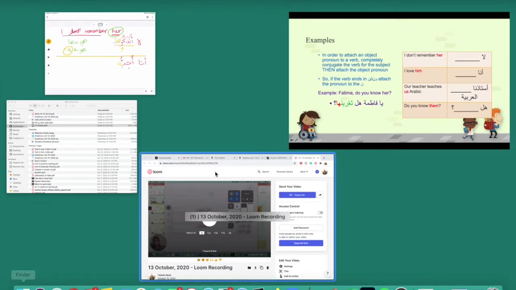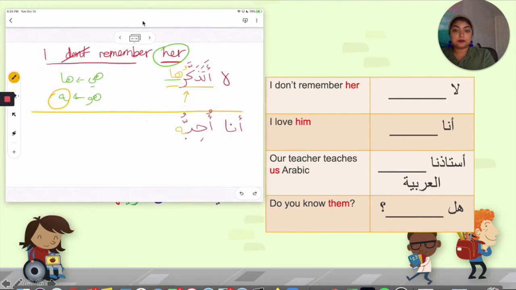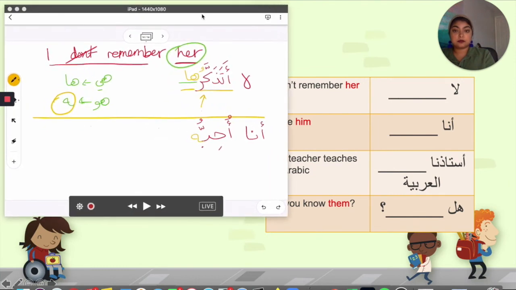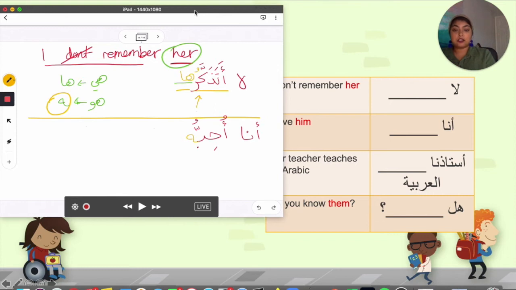Okay, our teacher teaches us Arabic. Our teacher teaches us Arabic. So we have Ustaduna. So here's an example. That's a possessive pronoun because it's telling you whose teacher it is. It's our teacher. And the teacher here is masculine because there's no ta. So he, our teacher teaches, meaning he teaches. So our teacher teaches us Arabic.